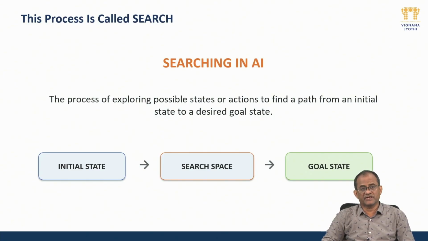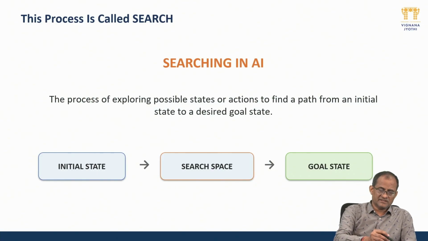The process of exploring possible states and actions to find the path from the initial state to the desired goal state is known as searching. You are looking for something, trying to get something, that is searching. In AI, when making a decision, multiple things will be there. Then it searches each and every path and finally makes the decision.